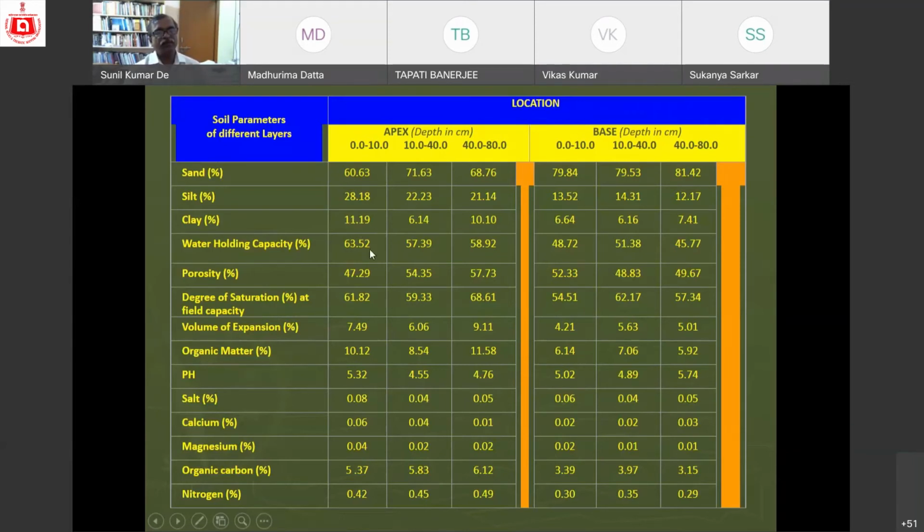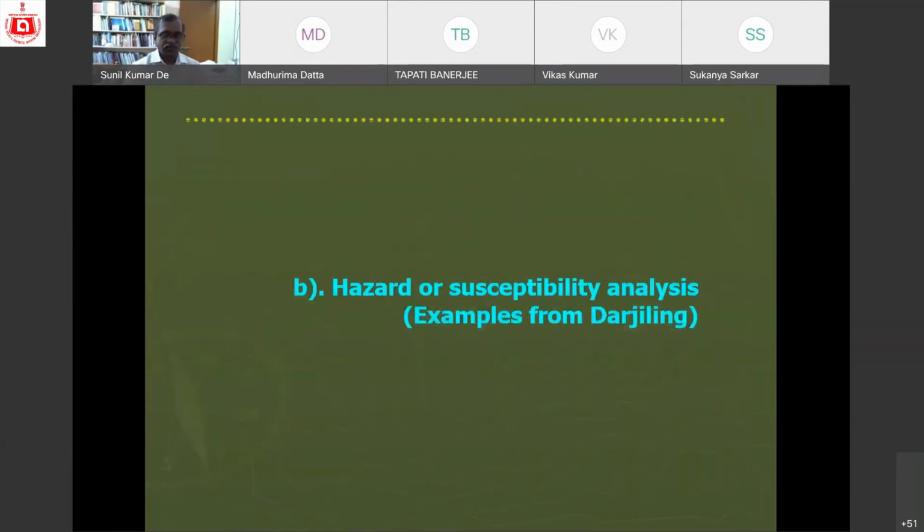You see in the top layer, water holding capacity in most of the cases is about 50. So in that case, this water, in most of the cases, not all, I told you, is percolating downside and creating subsurface flow. And this is creating further problems. So these are the databases we need to prepare in detail for individual landslides if it is possible, because we'll have to appoint many people for this. Every university, every institute, every organization will have to take initiative for this. Now, hazard and susceptibility analysis.